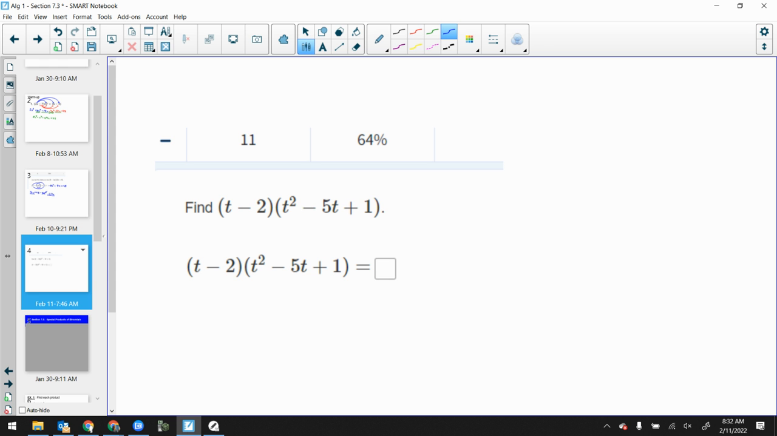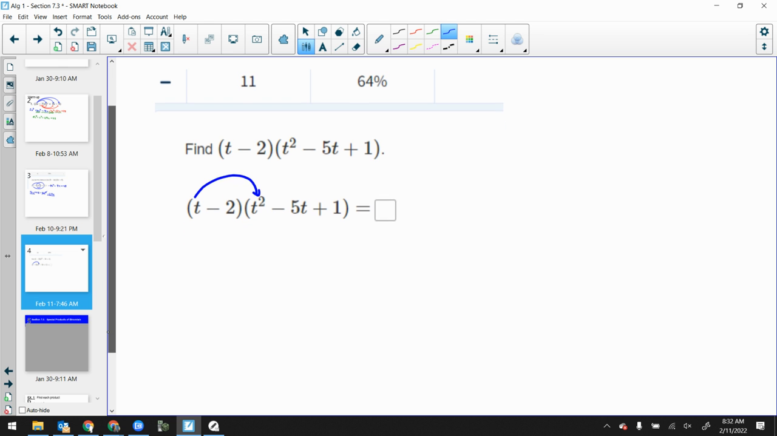So this one has a 64% correct rate. So let's go through this one. T times t squared. I think what was wrong here is that it was the last problem. You guys got a little bit lazy. Or it was just minus signs, and that threw it off.